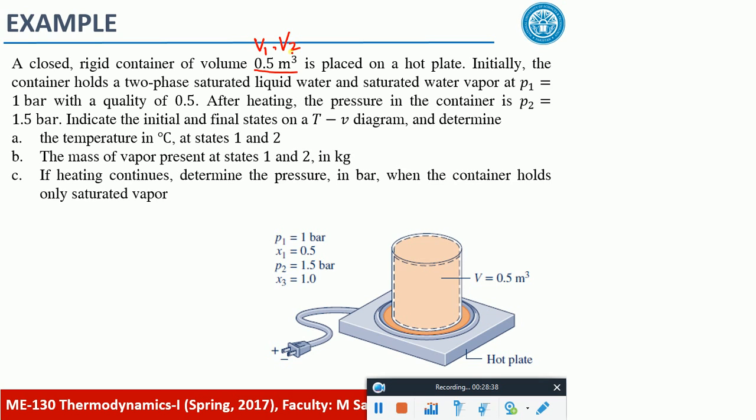Okay. Is placed on a hot plate. Initially the container holds a two-phase saturated liquid water. Is it lying inside the vapor dome or outside the vapor dome? Inside the vapor dome, right? So two-phase saturated liquid water and saturated water vapor at P1 equals 1 bar. P1 is given to you, okay, with a quality of 0.5. It means X is given to you.